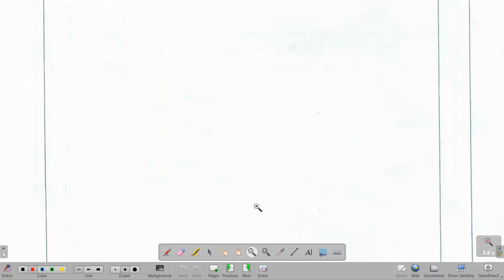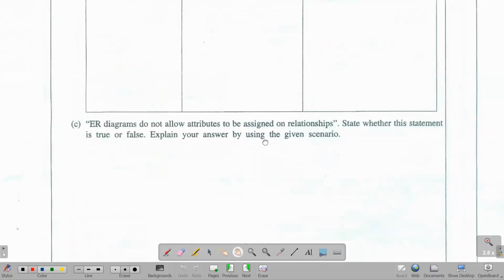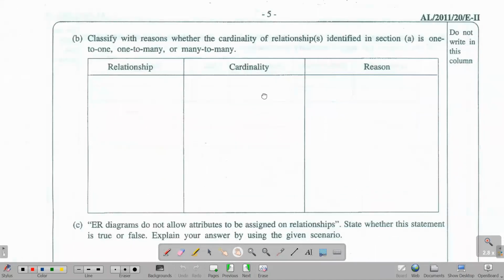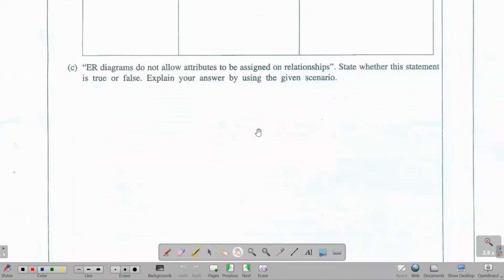Yeah, this is the one. So they have given this statement: ER diagrams do not allow attributes to be assigned on a relationship. State whether this statement is true or false. Explain your answer by using the given scenario.